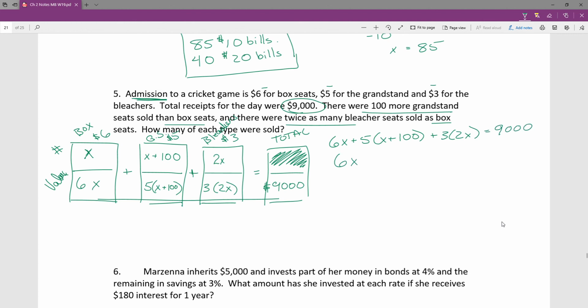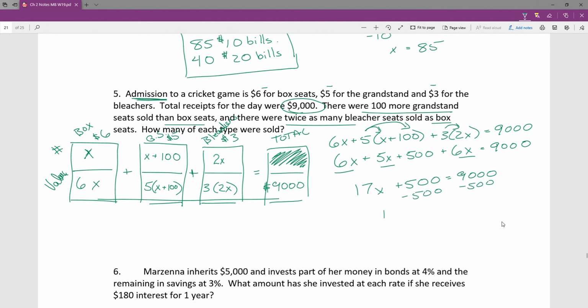We're going to use some distributive property here. The 5 has to distribute through that bracket, so 5x plus 500. And I'm going to do this 3 times 2x as well, so we get 6x equaling 9,000. Can gather up my x terms. I've got 3 of them there. So what's that? That's 17x plus 500 equals 9,000. I'm going to subtract 500.